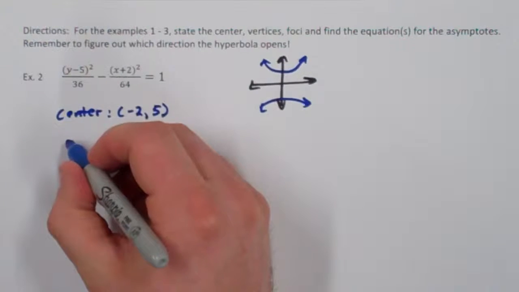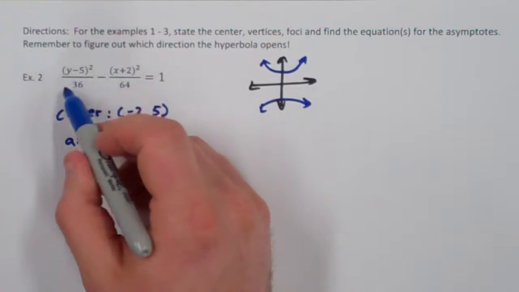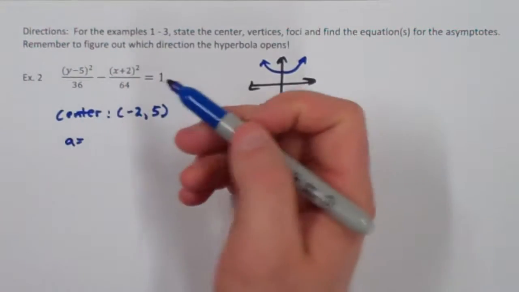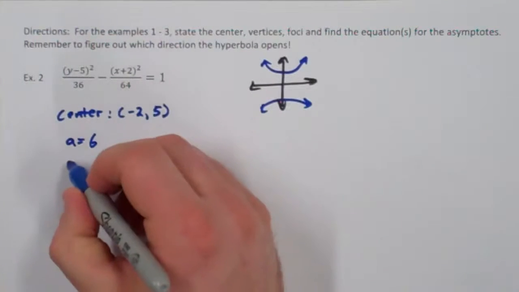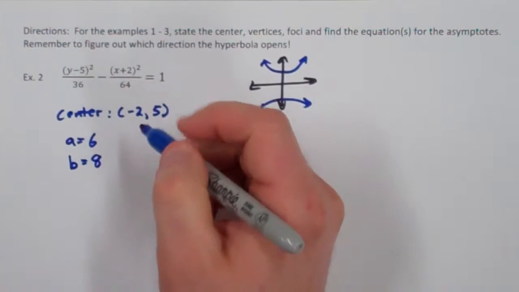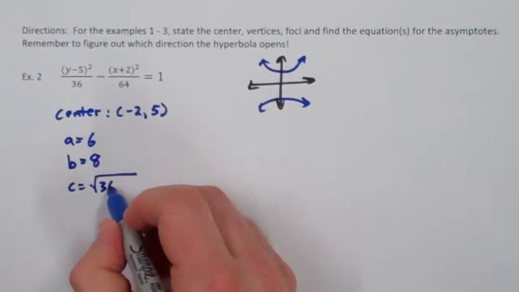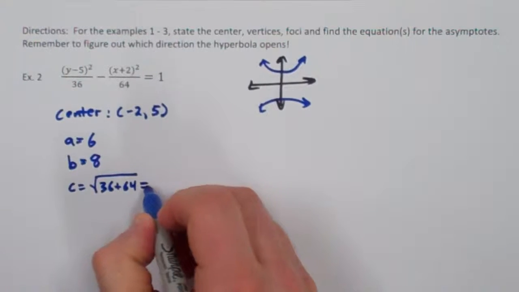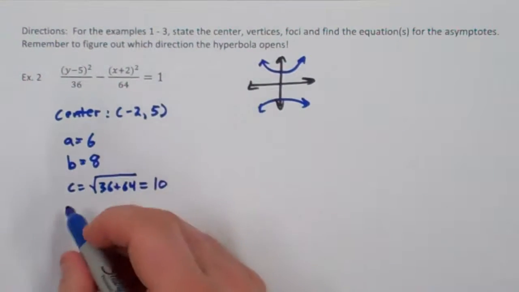So to find a, we just take the square root of whatever's under the first term. Doesn't matter if it's y or x, whatever the first term is, we just take the square root of that number underneath, and that's 6. B then would be the square root of 64, or 8. If we need to find c, that's just going to be the square root of 36 plus 64, which is the square root of 100, or just 10.